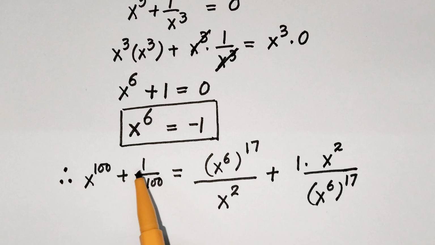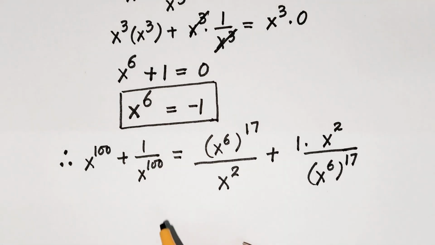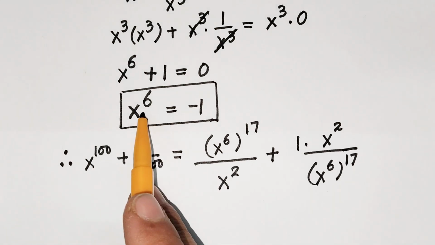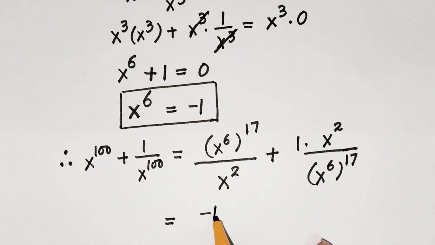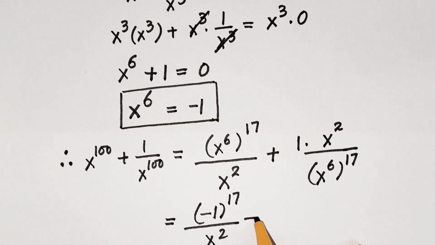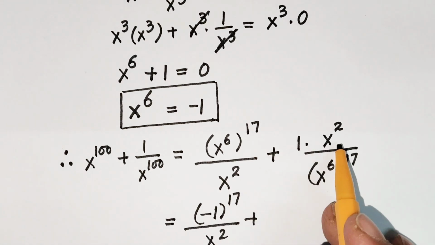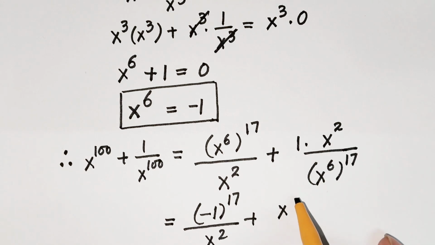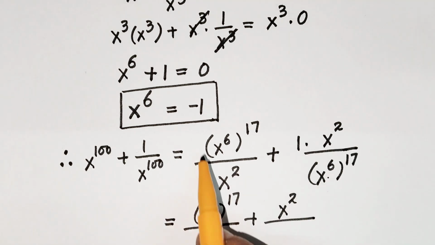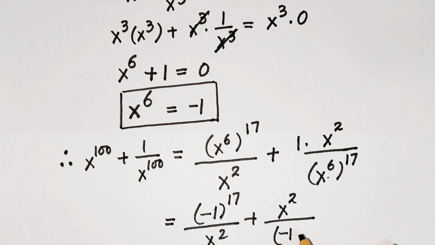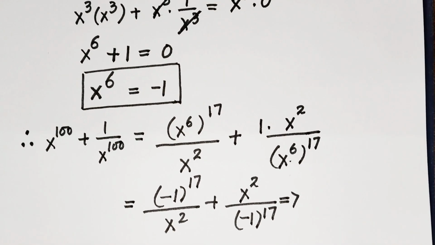So it is also equal to this one. Now we put in the value of x raised to power 6, as we know that x raised to power 6 is equal to minus 1. So minus 1 whole raised to power 17 all over x squared, plus 1 times x squared, which is x squared, over x raised to power 6, which is equal to minus 1, and then minus 1 raised to the power 17.